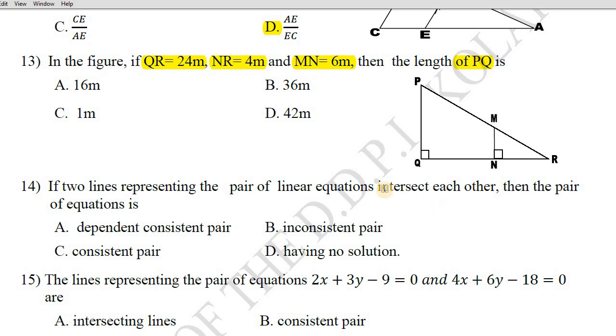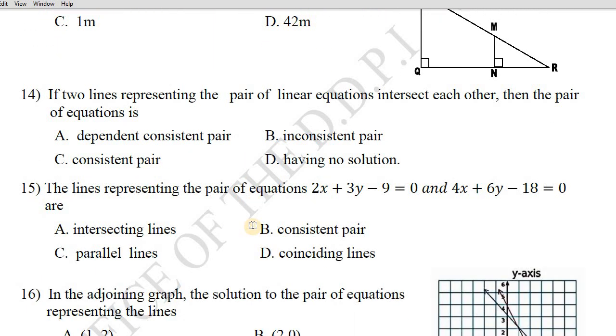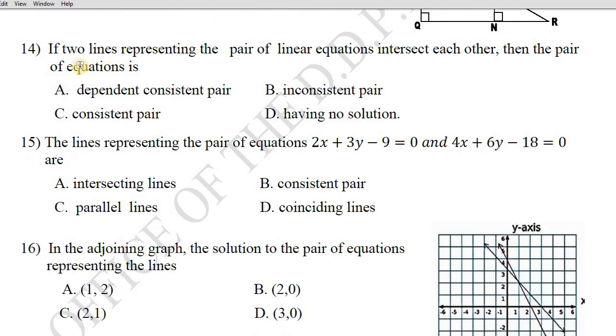You will get the answer option B, that is 36 meter. Next, let us see another problem, children. If two lines represent the pair of linear equations intersect each other, so your lines are intersecting. Intersecting lines means it has exactly one solution. So then the pair of equations is, the first one is dependent consistent pair.